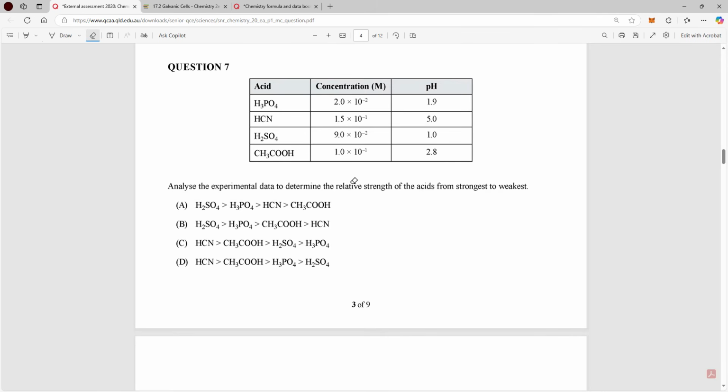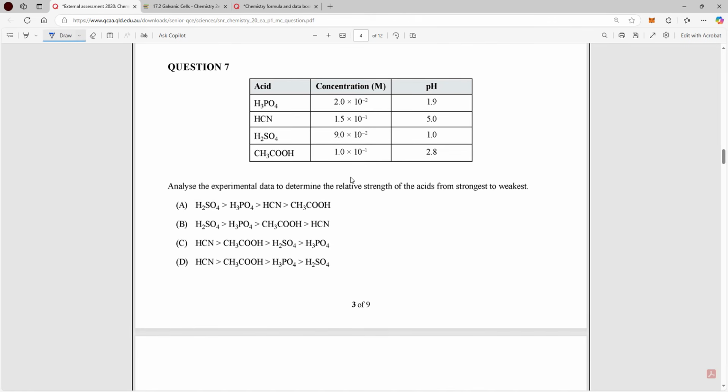Question 7. Now when I did this one, I actually got this one wrong because I read it wrong. Analyze the experiment data above to determine the relative strengths of acids, strongest to weakest. So when I did this question, I did the other way around. I got the correct answers, but I had them the opposite way around.